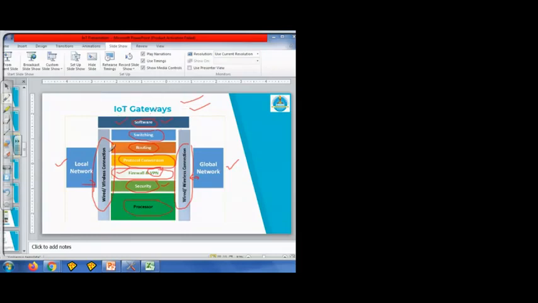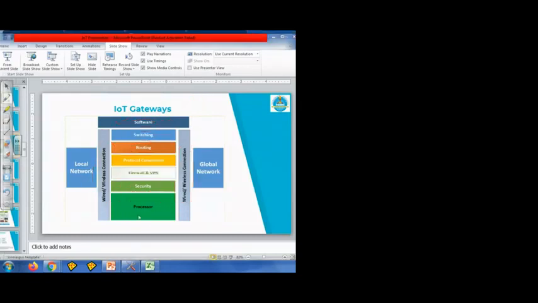Or what are the components of IoT gateways? Now the question might be asked for 8 marks regarding what the different components available in an IoT gateway are. So you need to draw this particular figure and explain each part, the functionality of each portion of the IoT gateway.